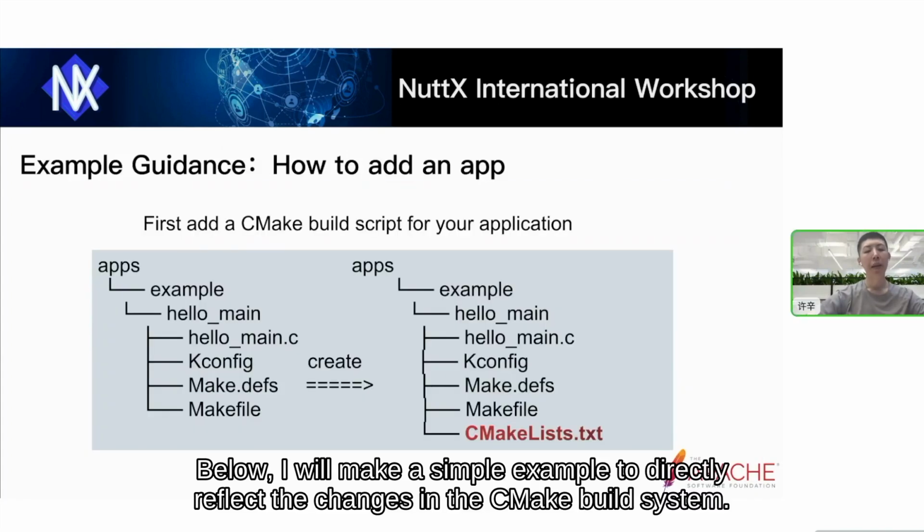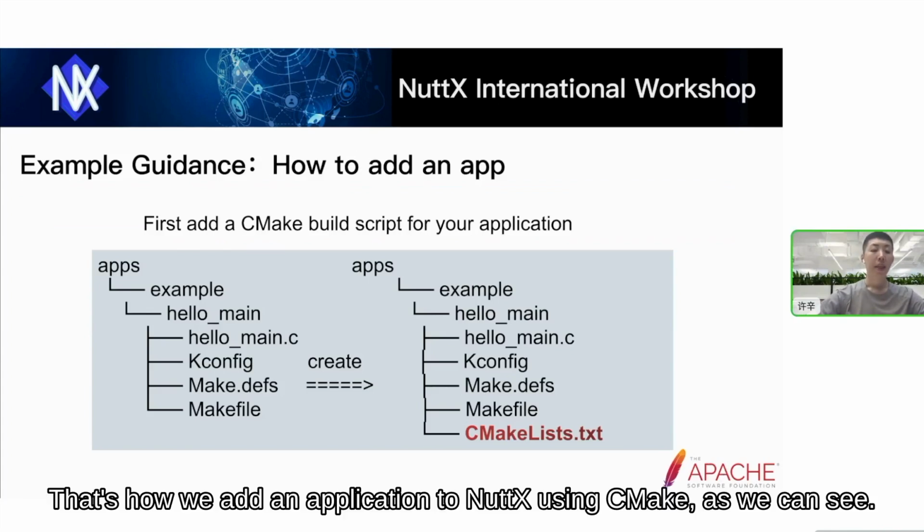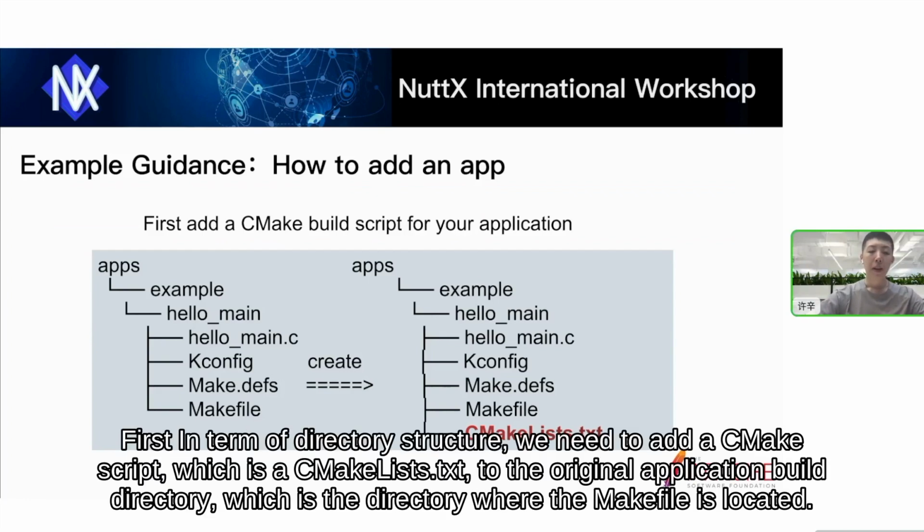Below, I will make a simple example to directly reflect the changes in the CMake build system. That's how we add an application to NuttX using CMake. As we can see, first, in terms of directory structure, we need to add a CMake script, which is a CMakeLists.txt, to the original application build directory, which is the directory where the Makefile is located.